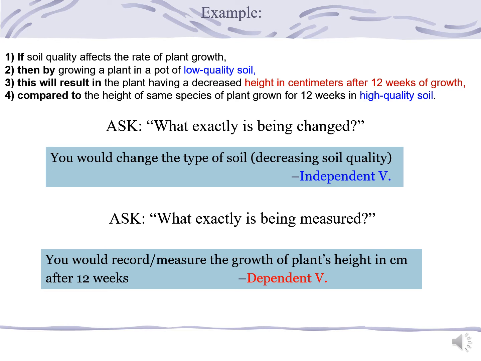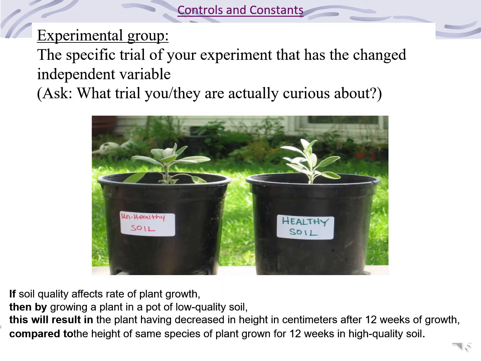If you're being vague, if you just say, we're changing the soil, well, what about the soil are you changing? Or if you said, we're measuring growth, well, what exactly are you measuring? Are you measuring number of leaves? Are you measuring diameter? What are you measuring? And when are you going to measure? How often? So the more specific you can be, the better off you are.